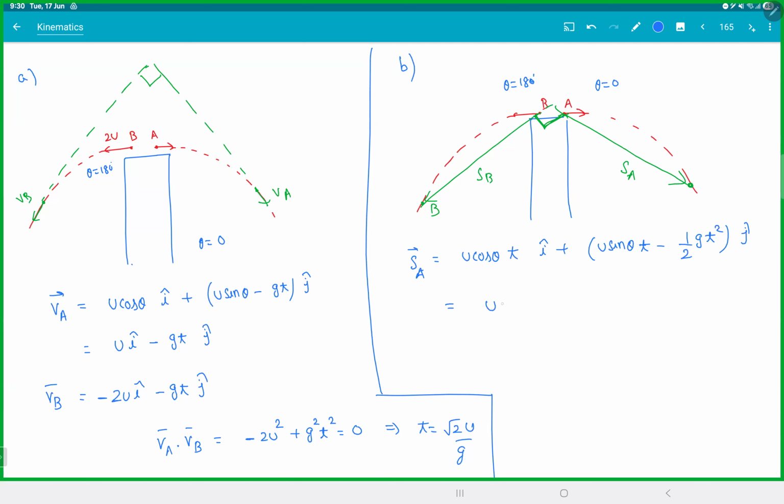SA will be U T I cap, theta is 0 so sin theta is gone, minus half GT square J cap. You need not even write that formula. You can see horizontal velocity is there, vertically it is half GT square. So SB will be minus 2 U T I cap minus half GT square J cap. They're perpendicular, so the dot product must be 0. SA dot SB is 0. That gives minus 2U square T square plus 1 by 4 G square T cube. I think we'll get time is equal to 2 root 2 U by G. Check.